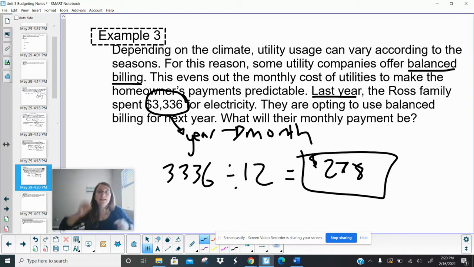So that it's much easier to budget. Budgeting is easier when your bills are predictable. If you have bills that change every single month, that's really hard to budget because you don't know what to expect. So they will pay exactly $278 every single month.